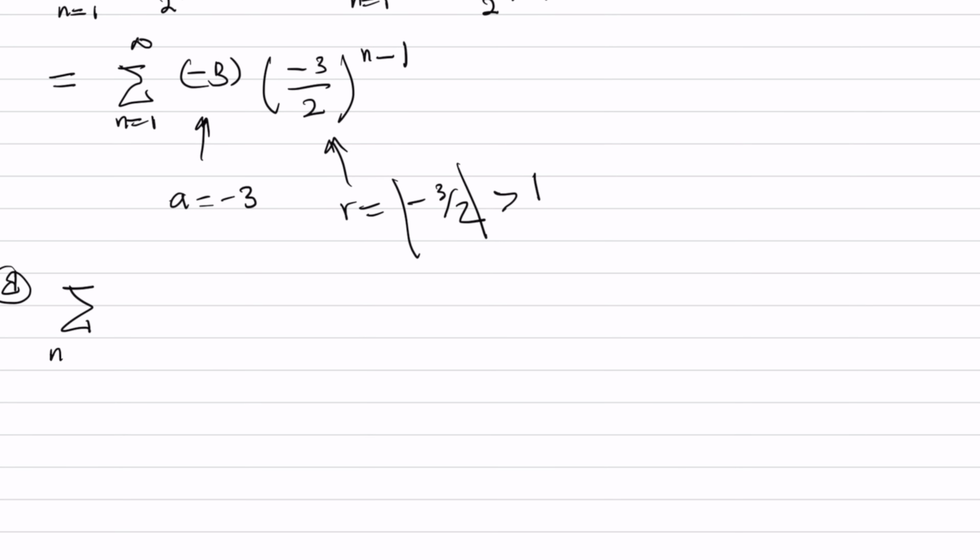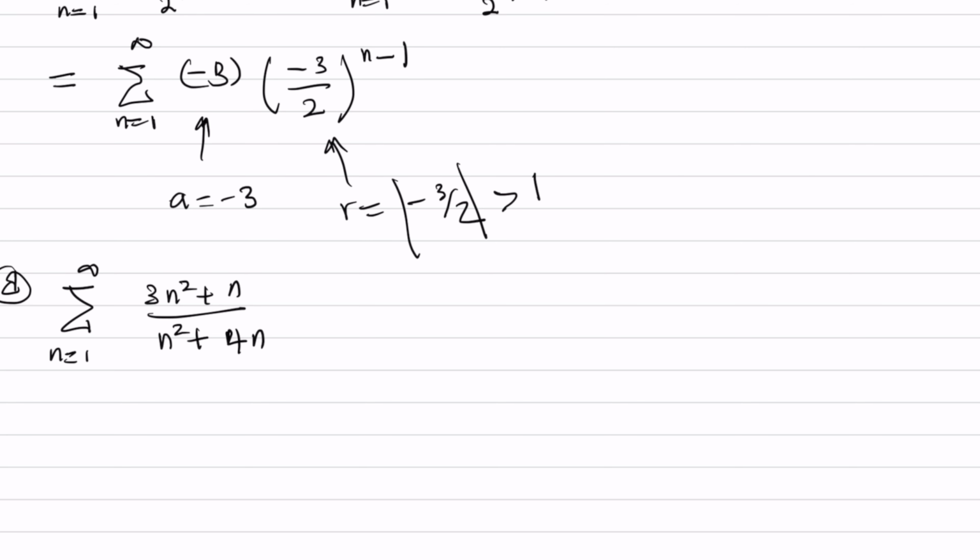So let's do problem D. Problem D says the sum from n starting from 1 till infinity of 3n squared plus n divided by n squared plus 4n. Now this doesn't look like a geometric series, does it? No. So I might be tempted to try the divergence test. If something doesn't look like what I know, I might just want to try the divergence test.